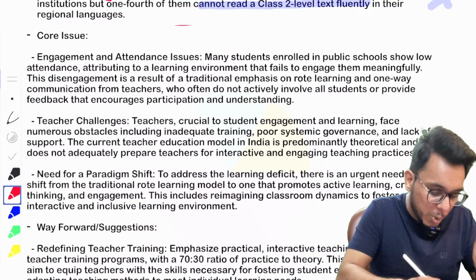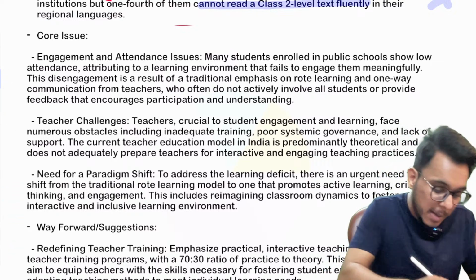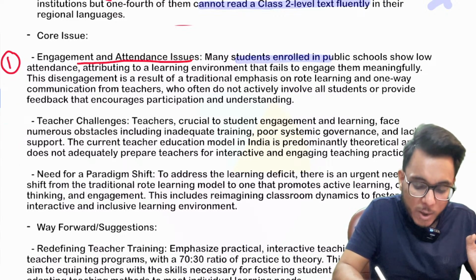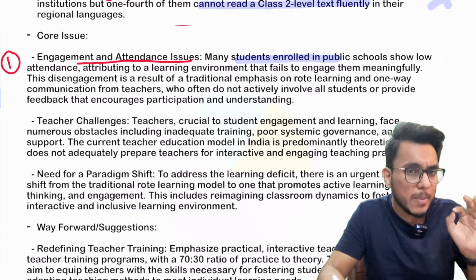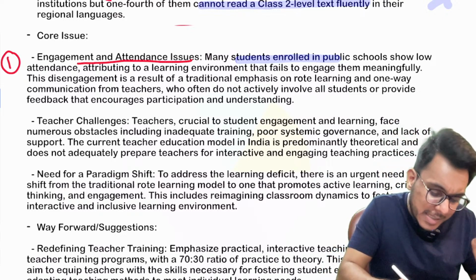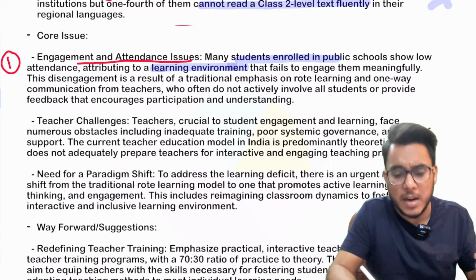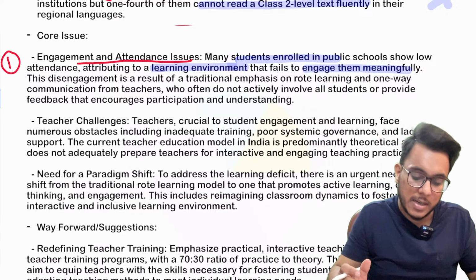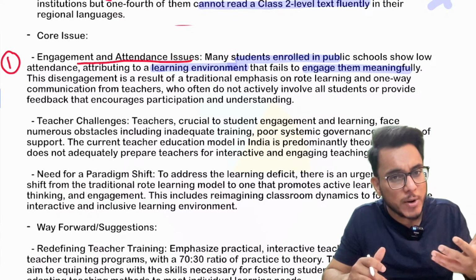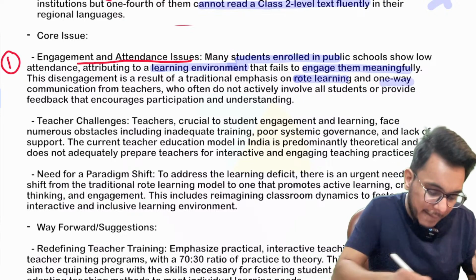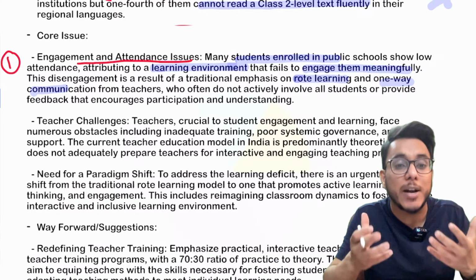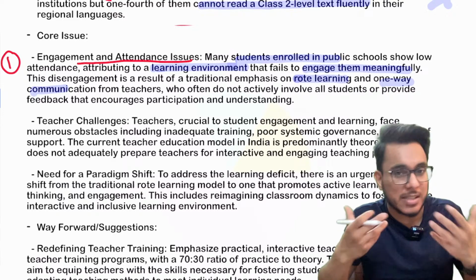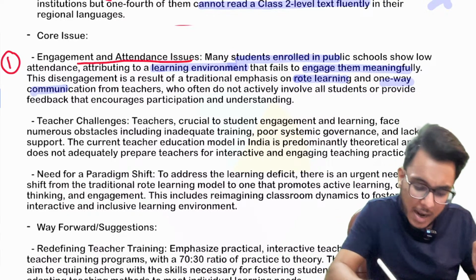Therefore, we need to improve the learning output in our educational institutions. Number one, understand that there are engagement and attendance issues. Students are enrolled in public schools, gross enrollment ratio has reached 100%, but many of them are not attending classes properly. There is a lack of learning environment in the schools, and because of that, it fails to engage the students in the classroom. Why? Because the traditional focus in our educational institutions is on rote learning and one-way communication from the teacher. Active engagement of students is not there, so often they lose interest in education and start skipping classes. Therefore, attendance goes down.